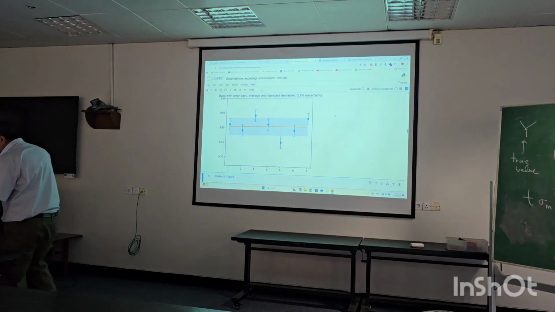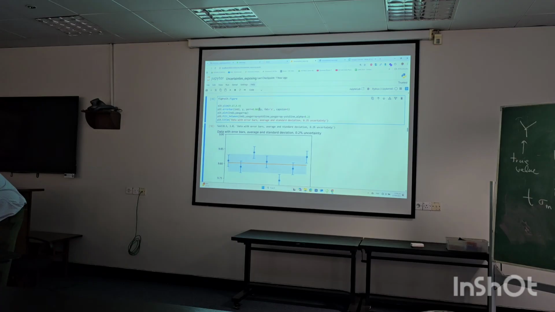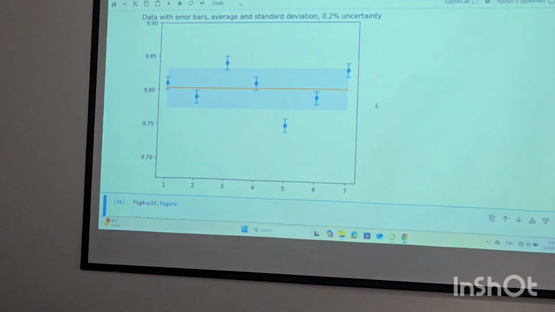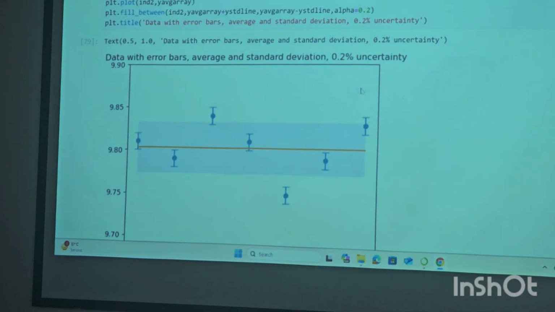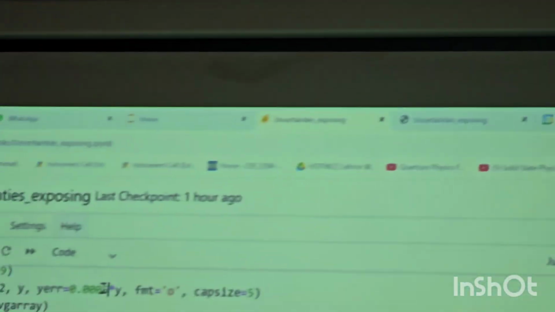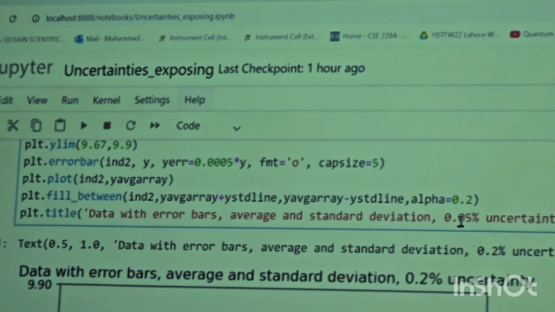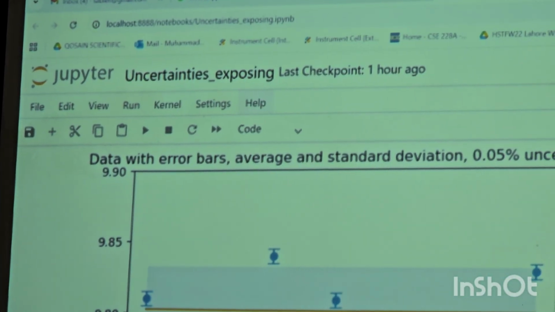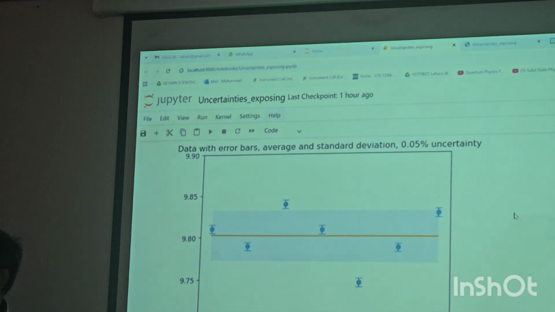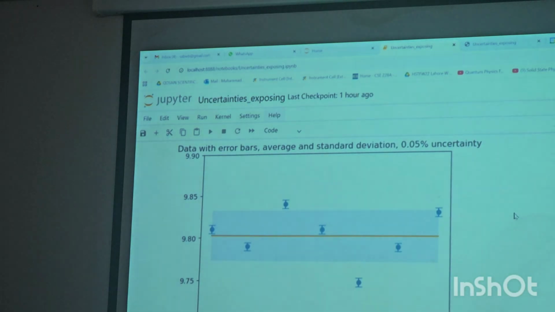If I were to decrease the type B uncertainty a bit further, make it 0.1%, this is what I get. Even further. See? So I've decreased the type B uncertainties even further. Now all of these uncertainties almost lie within. So out of the 7 points, 5 lie wholly within, 2 lie wholly outside.